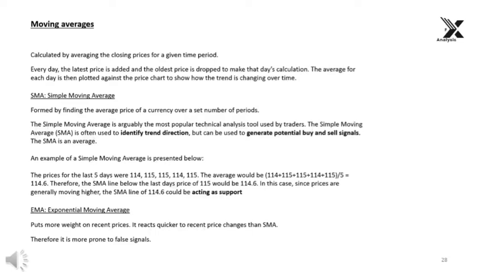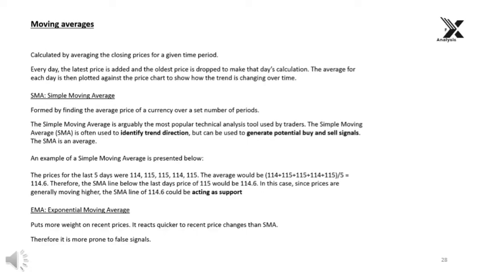An example of a simple moving average is presented below. The prices for the last 5 days were 114, 115, 115, 114, 115. The average would be 114 plus 115 plus 115 plus 114 plus 115, divided by 5 days, equals 114.6. Therefore, the SMA line below the last day's price of 115 would be 114.6. In this case, since prices are generally moving higher, the SMA line of 114.6 could be acting as support.